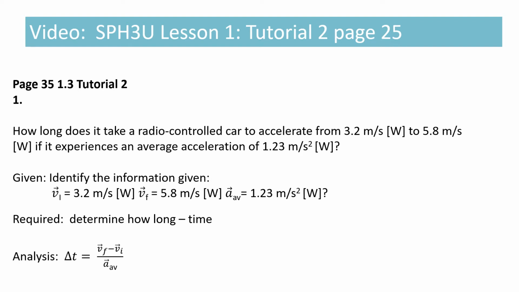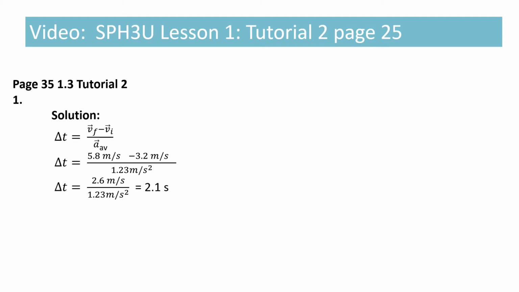The analysis. Change in time is equal to the final velocity minus the initial velocity divided by average acceleration. Substituting in our numbers, we get the solution.